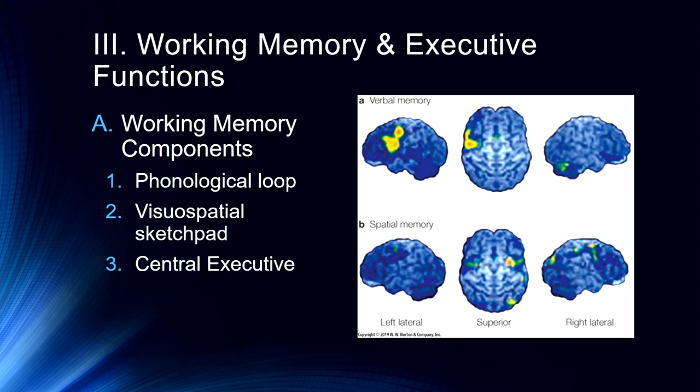So auditory information is held onto in the phonological loop. Visual and spatial information is held onto in the visual spatial sketchpad, and then the central executive is in charge of the whole thing. The central executive is involved in planning and coordination and working with problem solving, et cetera. Central executive functions are particularly important as we start thinking about a variety of different tasks and attention and consciousness, et cetera.